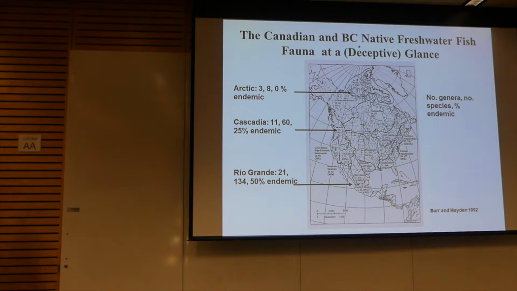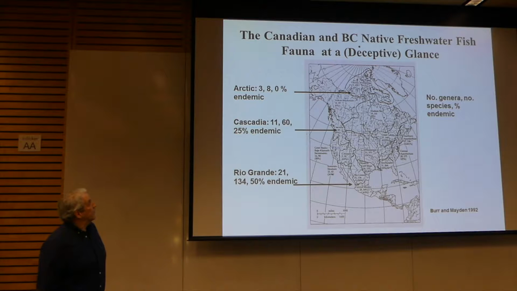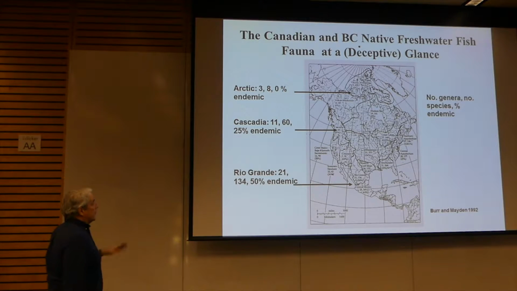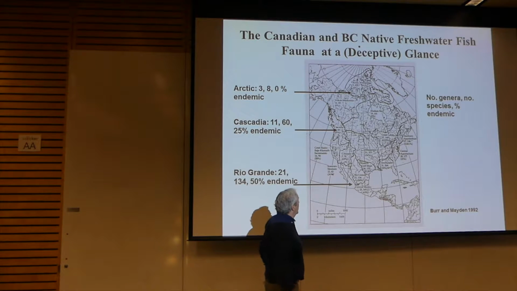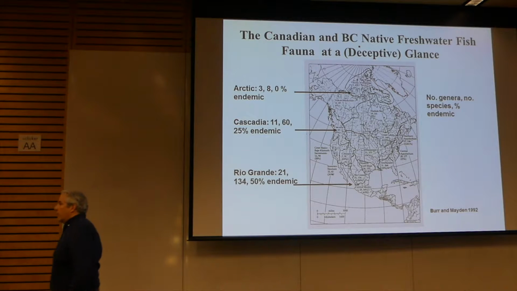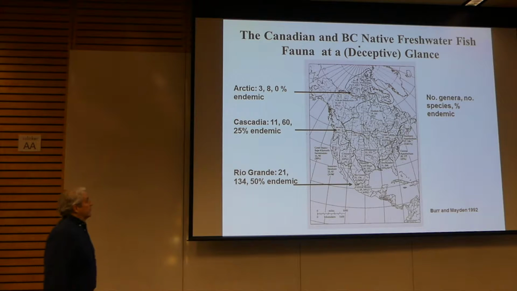Okay, a little bit about the Canadian and BC native freshwater fish fauna within that general context. This is a map of North America with the major drainage basins outlined in black, though you can't really see them too well, and it just shows an example of the well-known latitudinal gradient of species diversity that also occurs in fishes.